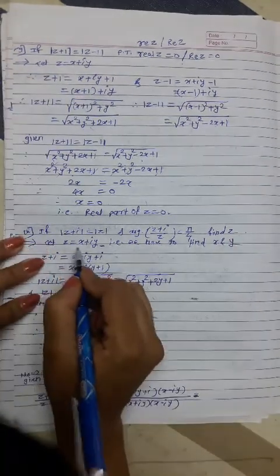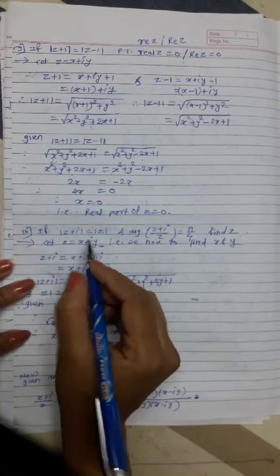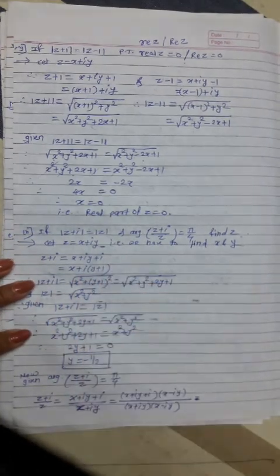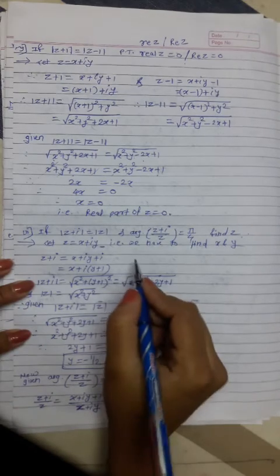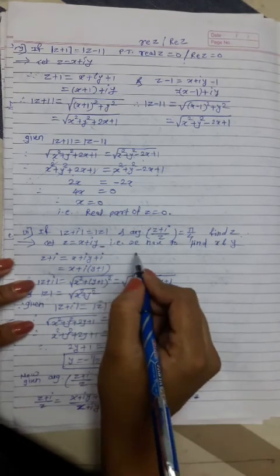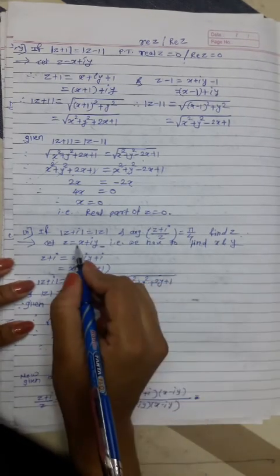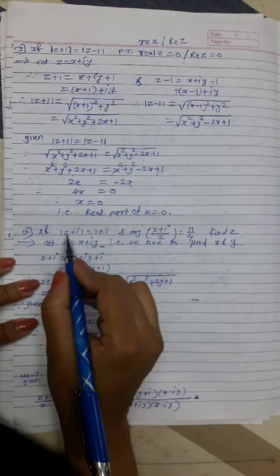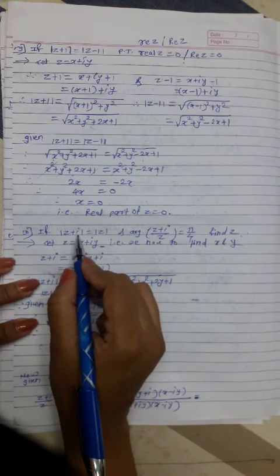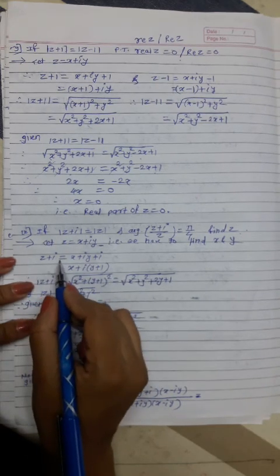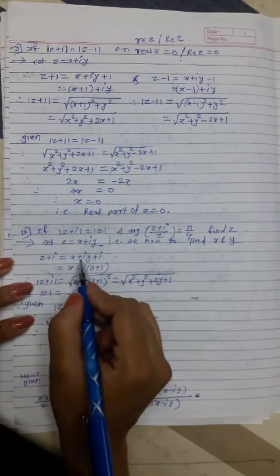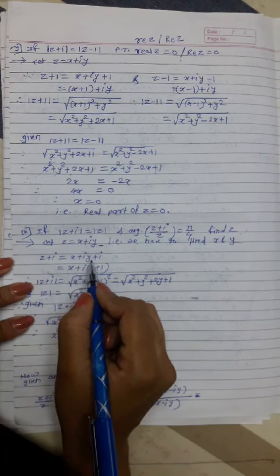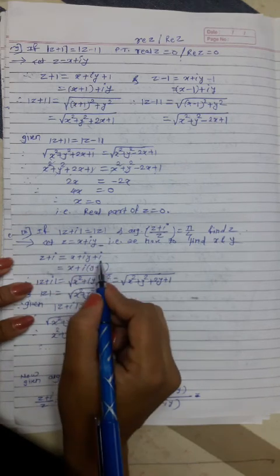Now consider what we are to find. Let us consider z is equal to x plus iy. That is, we have to find these x and y values. Now consider the given thing. We have to find out first z plus i. Therefore z plus i is equal to this z, x plus iy, plus this i as it is.